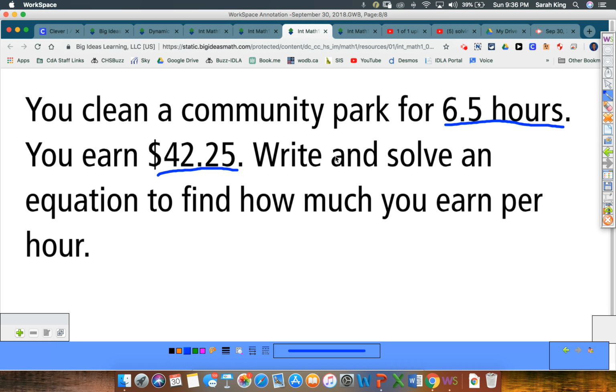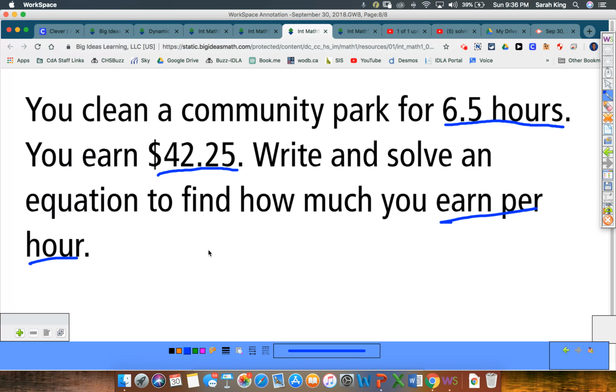Honestly, it's sort of goofy because do you really need an equation for this? No. You can probably just divide and figure it out. Money per hour is what you're trying to figure out, right? It says, how much would you earn per hour? Well, pretty straightforward. You could just take this and divide by this.